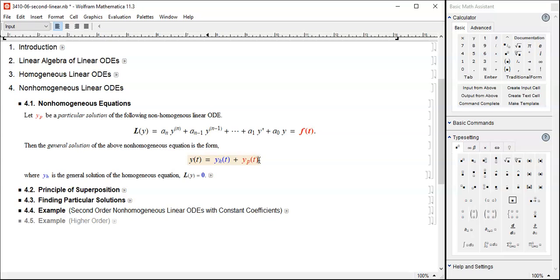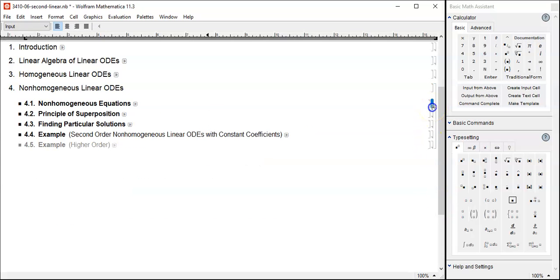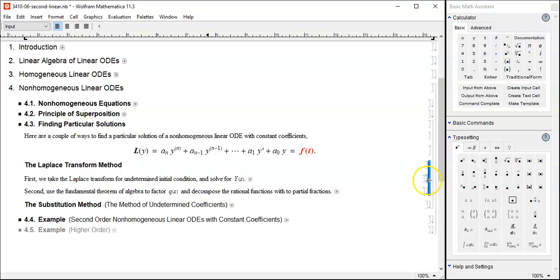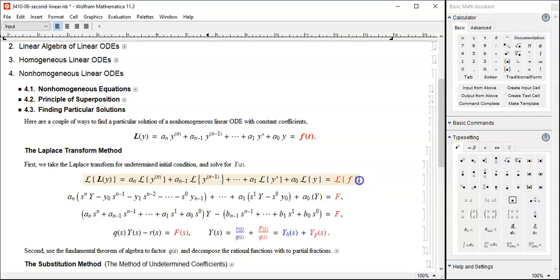If you understand this conceptually, then nothing else will give you too much trouble here. Our focus is what? How to find YP. How do we do that, actually? Before going over to an example problem, let me give you a brief overview on this topic, 4.3, finding particular solutions. If you use the Laplace transform, it goes like this.